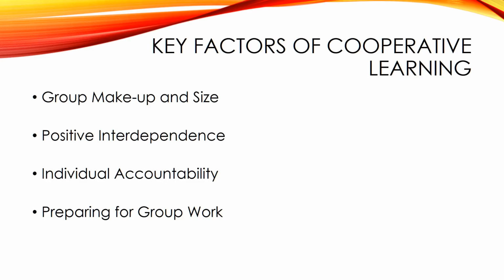Next is positive interdependence. Each member of the group should understand that they are responsible for the group. They're no longer just working for themselves, but for the group as a whole. However, in light of that, the individual accountability of the student should not be lost. So the grade for group work should only be a minor component of the overall grade, so that each student remains individually accountable.